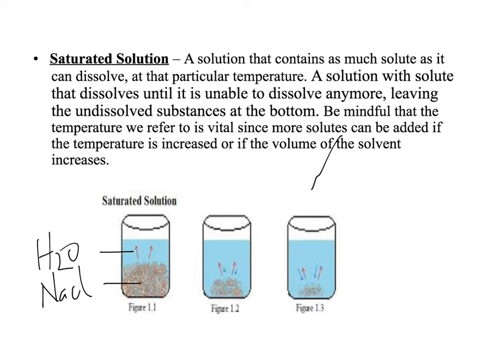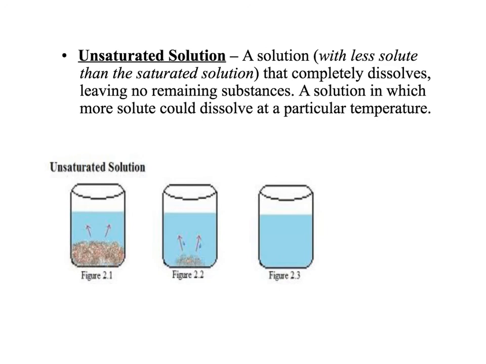Looking at the last jar, you could see that there are some particles of sodium chloride still remaining. What it means is that the solution is saturated. The most amount of solute has dissolved in the solvent until it's unable to dissolve anymore. So that's why it left some little particles down there. So very well, let's look at the unsaturated solution.